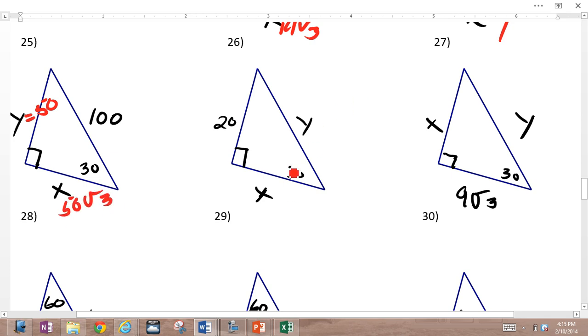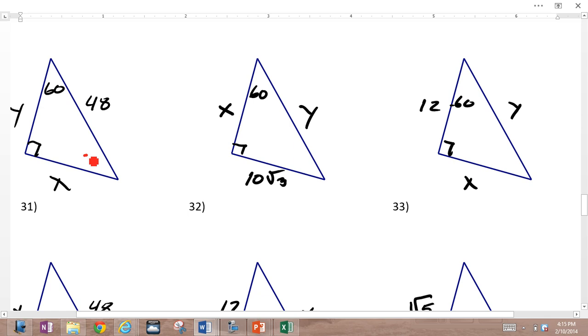This is 30, 60, 90. So here, the short side is 20, the hypotenuse is twice that, 40, and the long side is 20 root 3. Okay. Here is a 30, 60, 90. Here is the long side, which is opposite to 60, which is the root of 3 times the short side, so that makes that 9, and that makes that 18. All right.